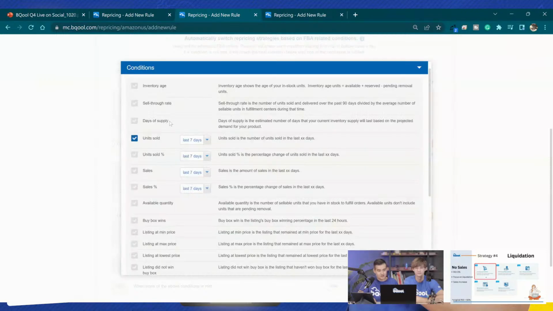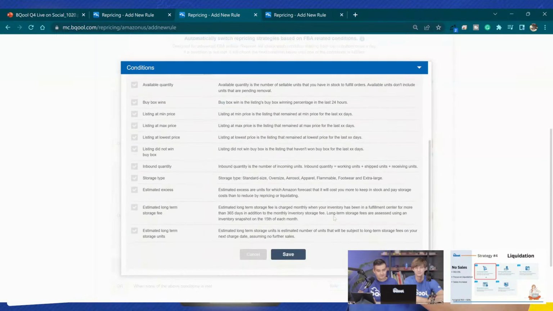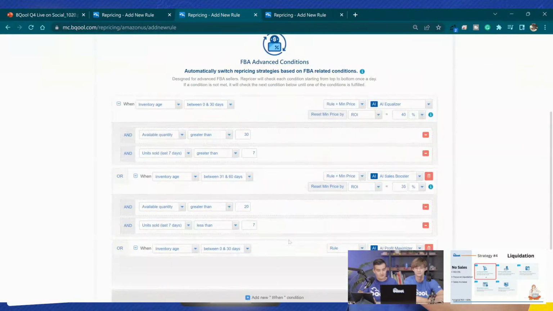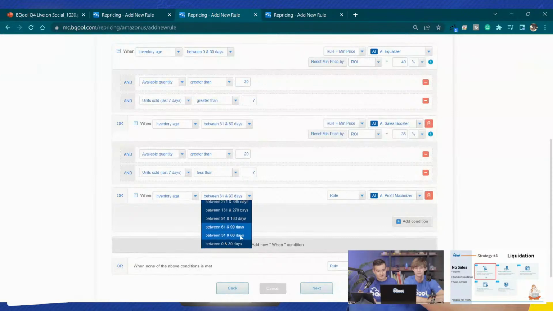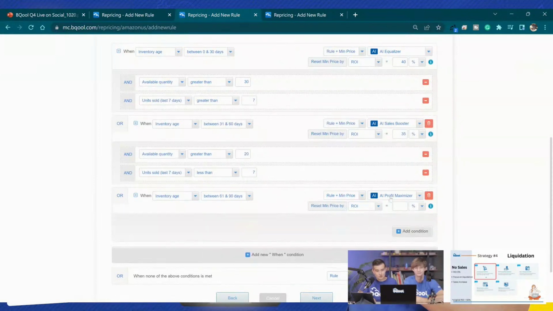And again, I'm going to use the inventory age here. And in the inventory age here, I'm selecting now between 60 and 90 days. And now I'm going all out. I just want to sell the product out. I want to liquidate the products that I mentioned to you. So I'm going to use AI Sales Maximizer. I'm going to put it at 0%. I just want to offload the product really quickly, get my cash back before the end of Q4.